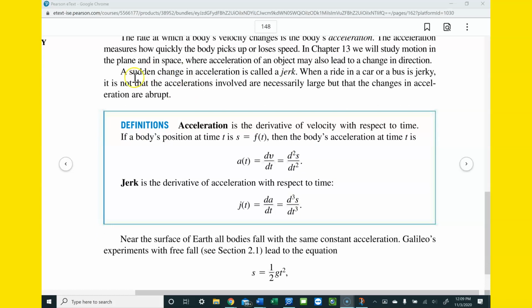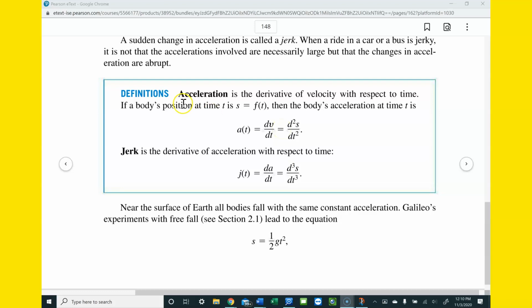All right, and then there's another concept that we don't talk about as much, but it's a sudden change. A change in acceleration is called a jerk. All right, when a ride in a car or a bus is jerky, it is not that the accelerations involved are necessarily large, but that the changes in acceleration are abrupt. So think of jerk as step on the gas, step on the brake, step on the gas, step on the brake. Your head will move backwards when you step on the gas, and then be thrown forwards when you slam on the brake. All right, that's a large change in acceleration, and that's what is causing a jerk in your body.